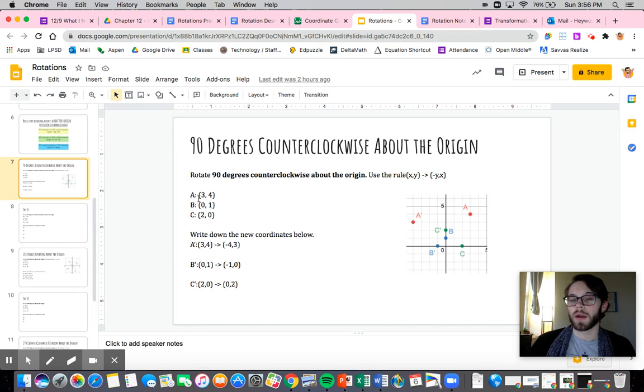Right? So again, all we do, we use the rule x, y goes to negative y, x. All right? So 3, 4 becomes negative 4, 3. 0, 1 becomes negative 1, 0. 2, 0 becomes 0, 2, right? Because if you make 0 negative, it doesn't change.